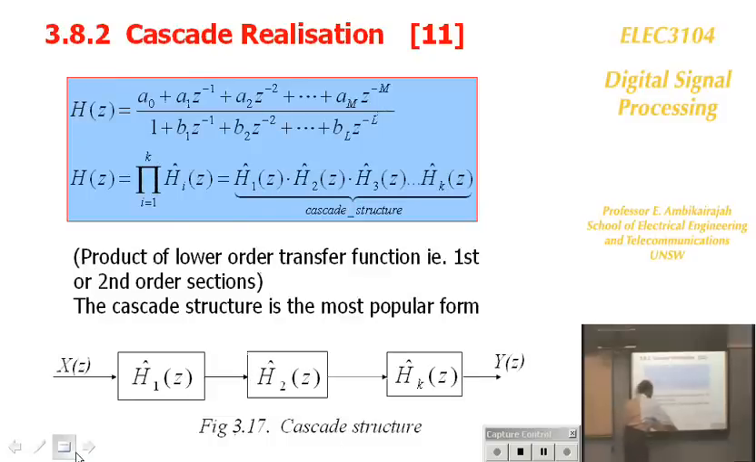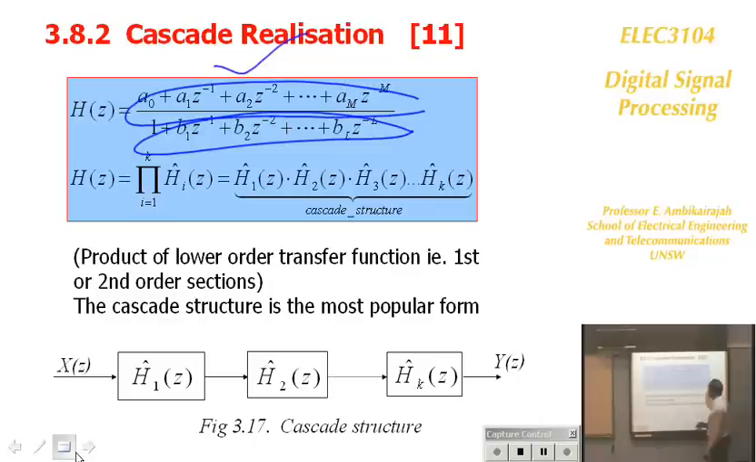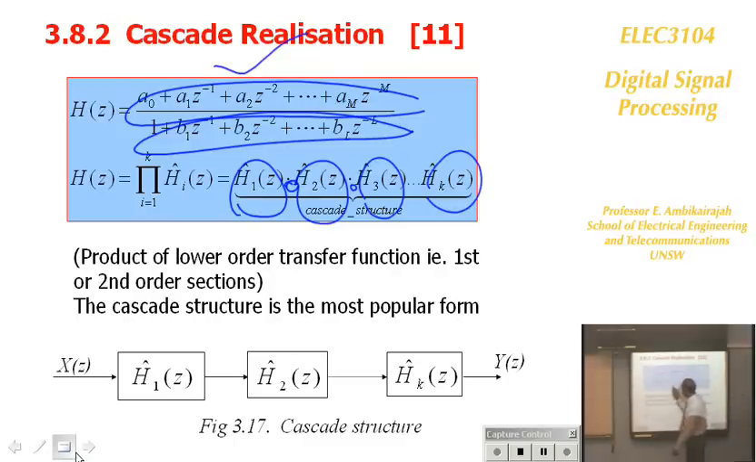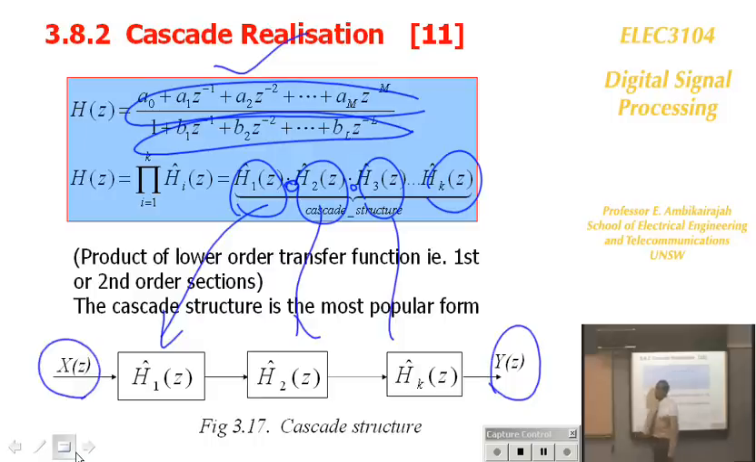The second realization is called the cascade realization. Cascade realization means you factorize the top and factorize the bottom, and make them as small transfer functions multiplied, not plus, now multiplied. If you factorize them, they can be made as small ones. For the same input and output, that's your first one, second one, third one. You put them one after another, and the same output can be obtained. So depending on your requirement, you can go for cascade realization or parallel realization. Let's take some examples and demonstrate these realizations.